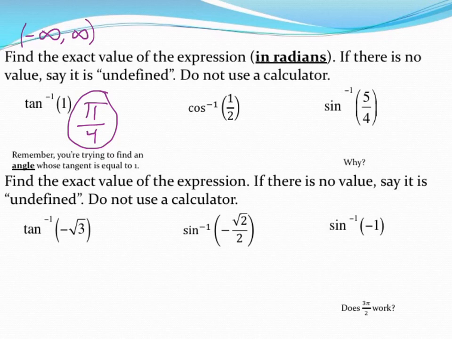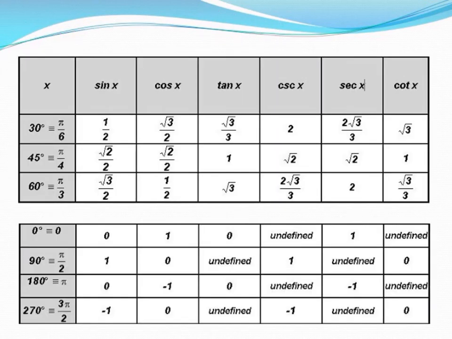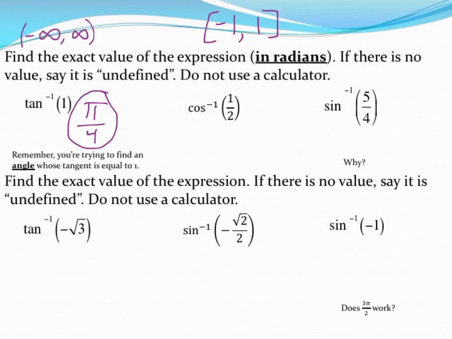Inverse cosine of 1/2. Recall that for inverse cosine and inverse sine, my domain is all the numbers between -1 and 1. So yes, 1/2 is in between -1 and 1. If I look at my chart, I can see that in the cosine column there's 1/2. If I read that backwards to find my angle, it looks like it's pi over 3 as the angle that I want. So I'll go ahead and jot that down.